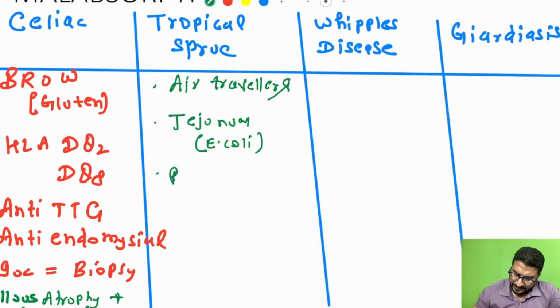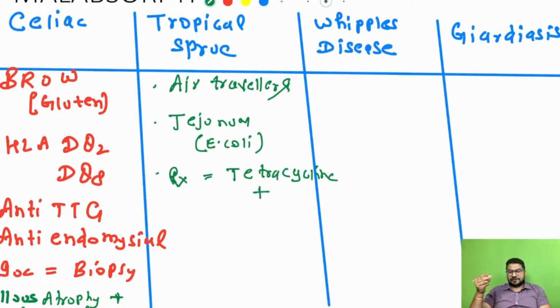अब ट्रीटमेंट में आपको क्या देना, you will use टेट्रासाइक्लिन. टेट्रासाइक्लिन बिकॉज जेजुनम में क्या होता है, in jejunum what we see, you will see folic acid absorption. तो आपको क्या होगा, फॉलिक एसिड भी साथ में देना पड़ेगा. You have to give folic acid.